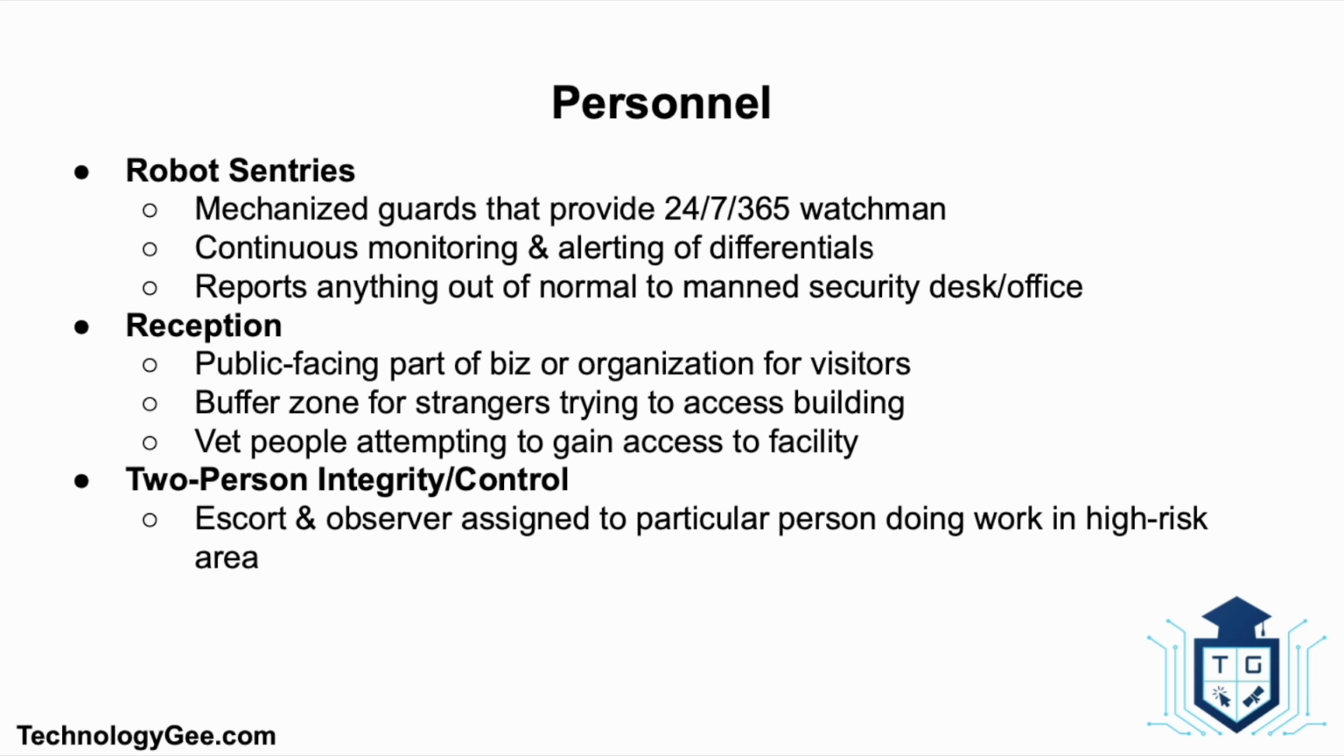And then you have a two-person integrity control, and this is an escort and an observer that are assigned to a particular person doing work in a high-risk area, such as a data center, where a single person can cause massive amounts of damage in a few minutes.